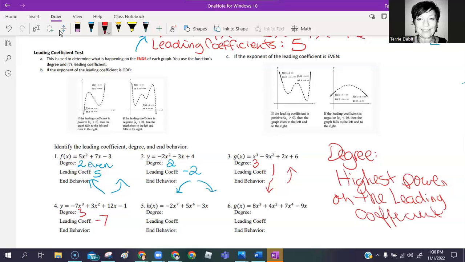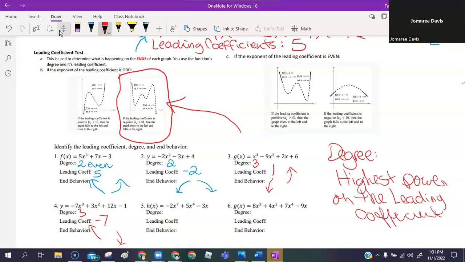Okay, so my exponent is odd, so therefore I'm headed this way. And it says that my leading coefficient is negative. And if my leading coefficient is negative, I go by this one right here. You follow that? That means this side goes up and this side goes down. Let's see who else wants to try one.